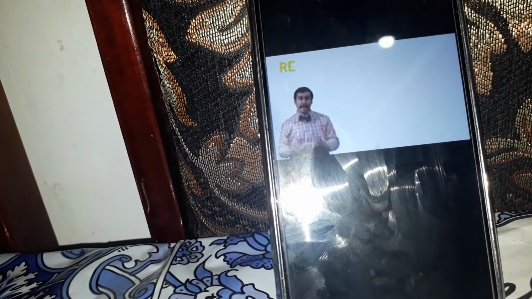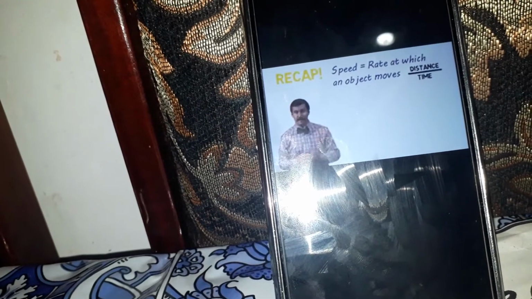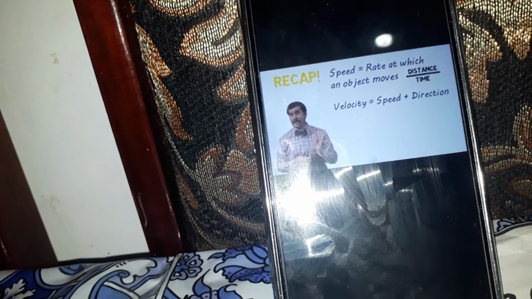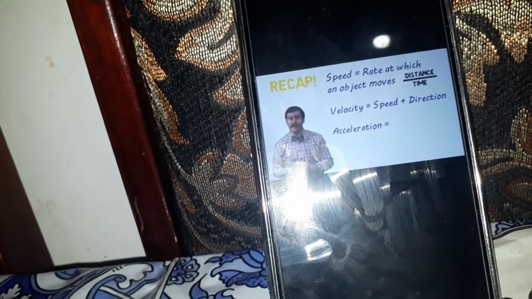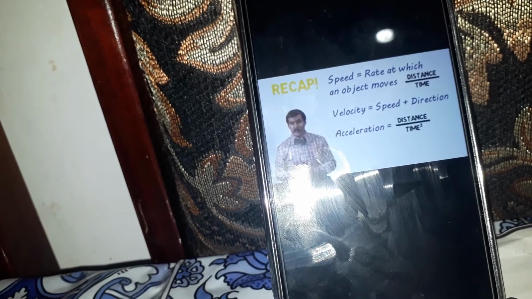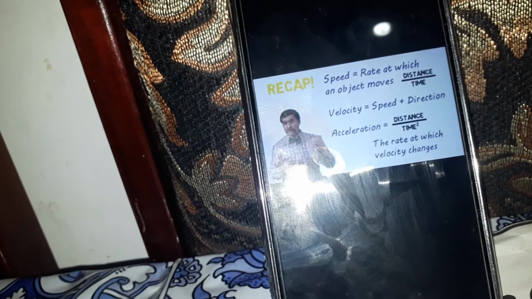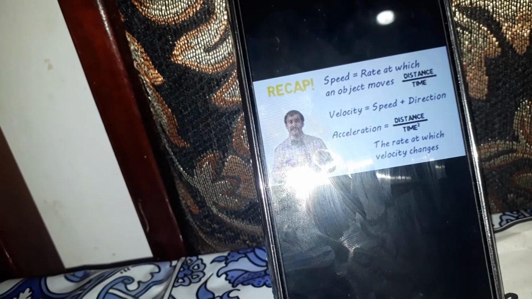All right, let's recap. Speed is the rate at which something moves, distance over time. Velocity is speed with a direction, so distance over time with a specific direction. And acceleration, the king of them all, is distance over time squared, or the rate at which velocity changes. So whether you're speeding up, slowing down, or changing directions, you're changing your velocity and thus accelerating. Science is so cool. I hope you enjoyed this video. Feel free to throw any comments below.